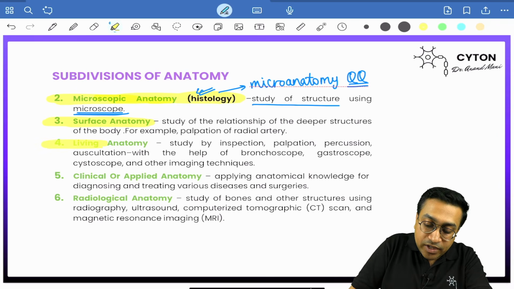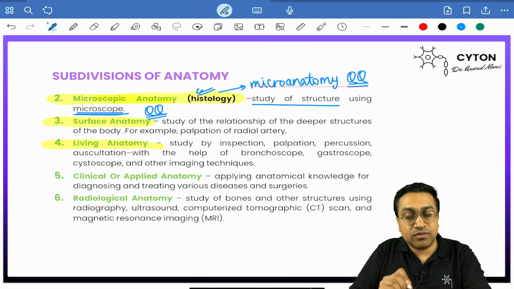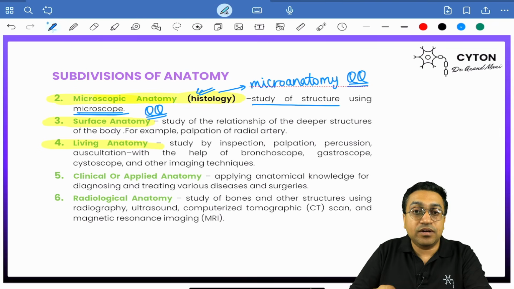Then you have the living anatomy. And surface anatomy is something again which I mark as a question. It will be asked to you separately as a viva, which is given marks also. It has internal assessment marks and you will be tested for this surface anatomy. So wherever you are taught surface anatomy, go in detail regarding the same.